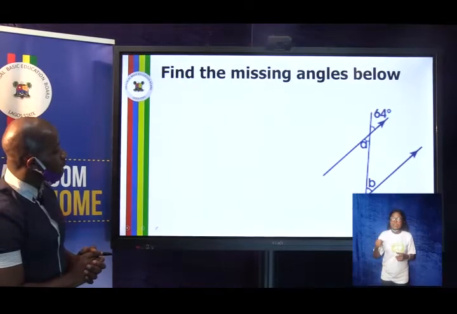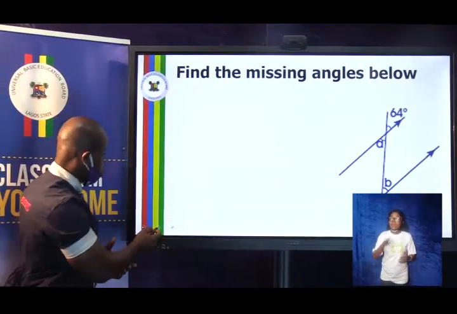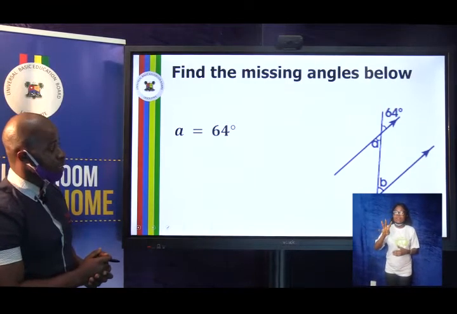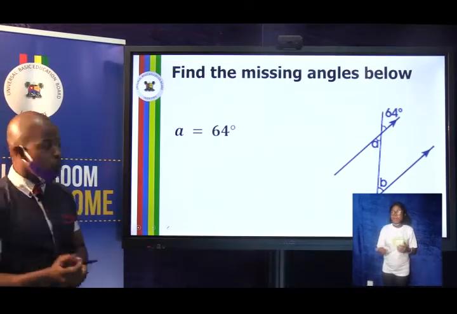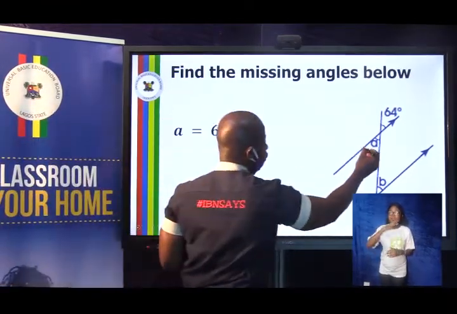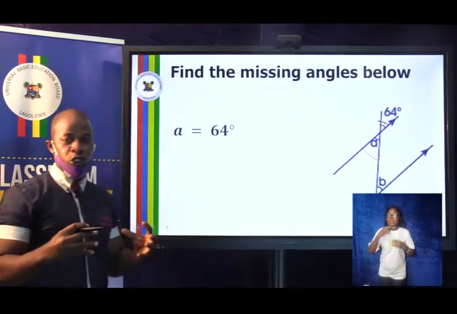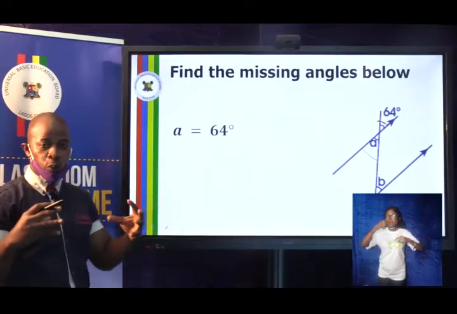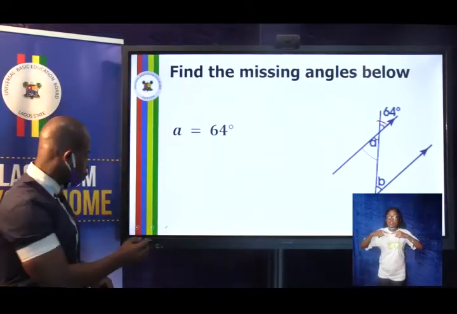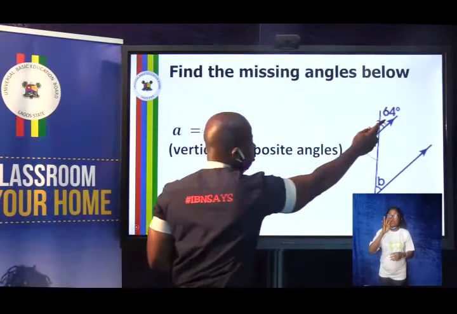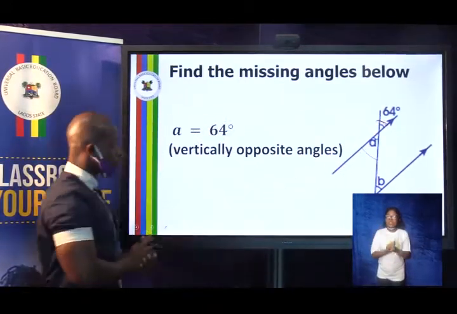You have to find the missing angles below. Now here, it's very easy to see that A is 64. Do you know why? This angle is 64 because this angle is 64. And what is the relationship? They are vertically opposite angles. They are facing each other. So if this is 64, this will be 64.